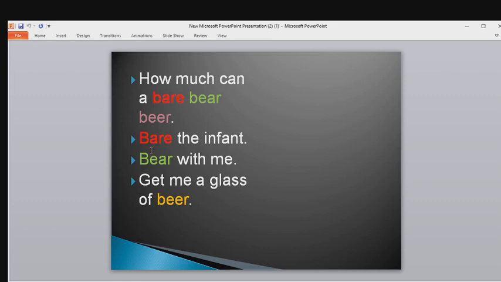So they all seem similar because we are pronouncing them in the same manner. They sound similar, but they mean different things. They are all called homonyms.